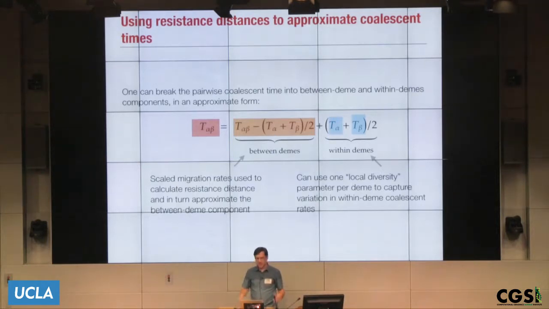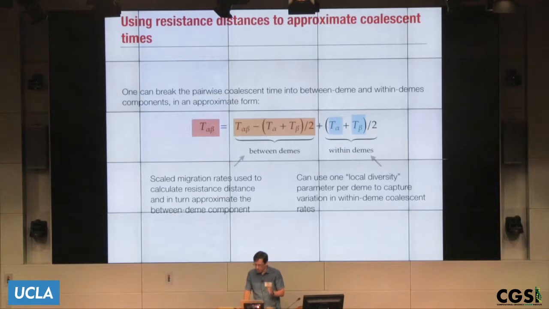What it means in terms of the number of parameters in this model is that we're going to have the migration rates of the stepping stone model that determine these resistance distances, then the between-deme component, and then we're going to have local parameters for diversity that determine this within-deme coalescent time. And so we're re-specifying the model, instead of migration rates and population sizes, in terms of migration rates and a local coalescent time or diversity rate. So that's some key background for the method.